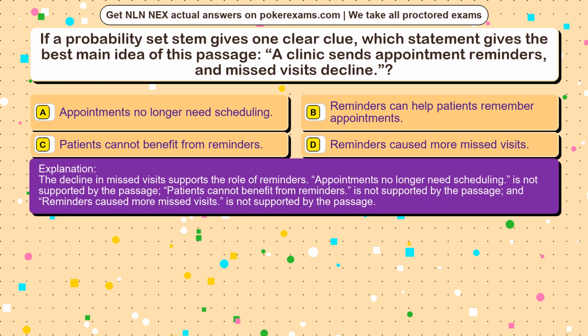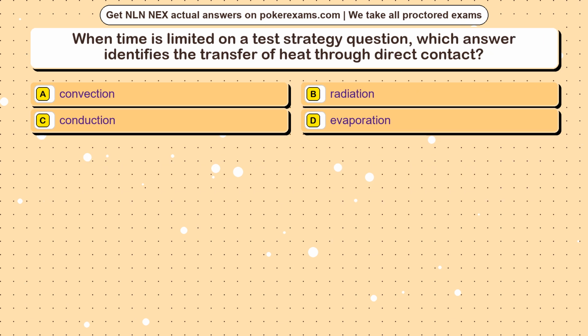The decline in missed visits supports the role of reminders. Appointments no longer need scheduling is not supported by the passage. Patients cannot benefit from reminders is not supported by the passage, and reminders caused more missed visits is not supported by the passage.